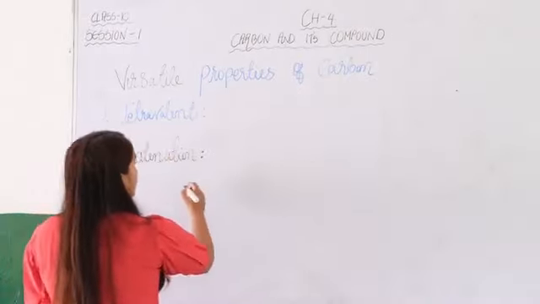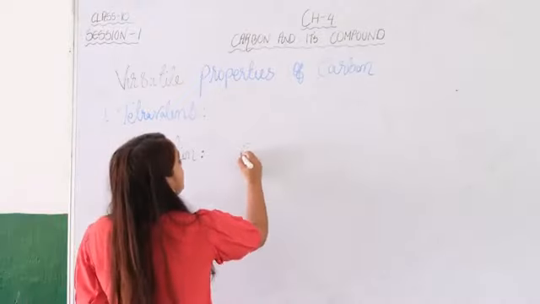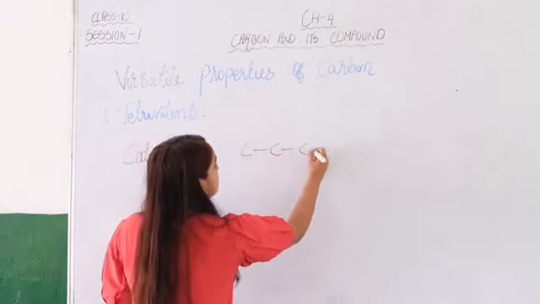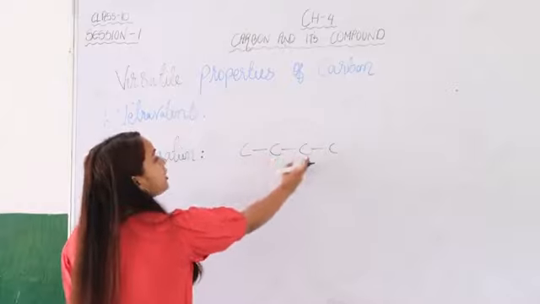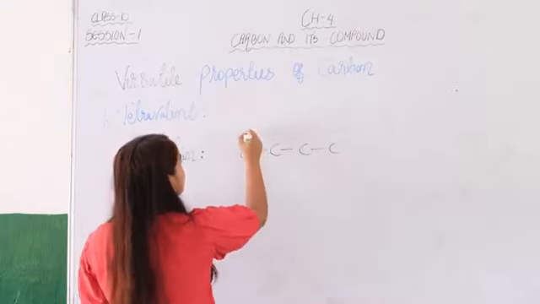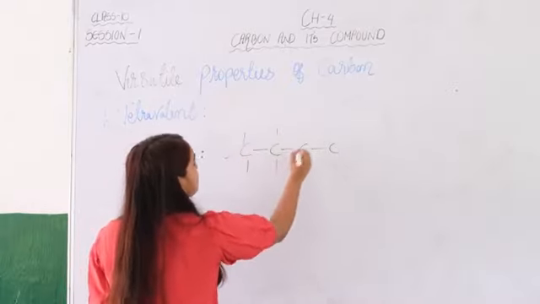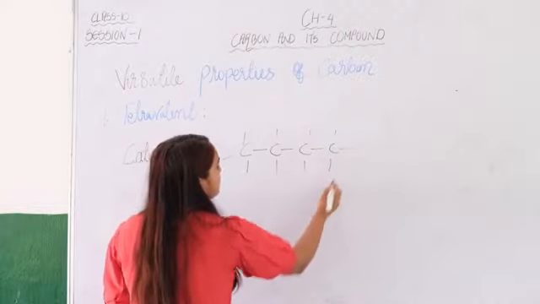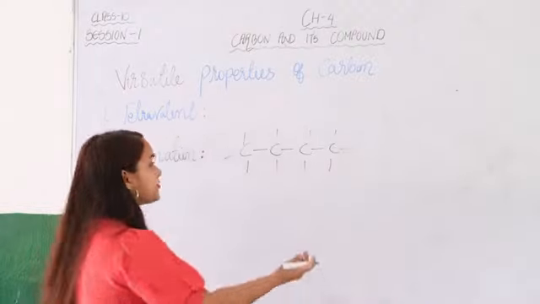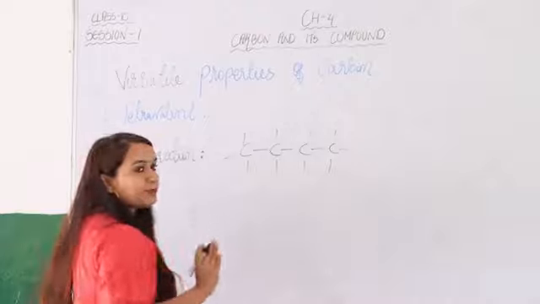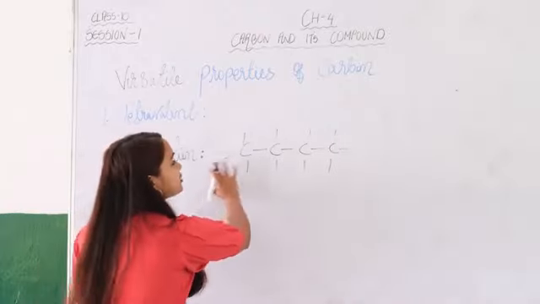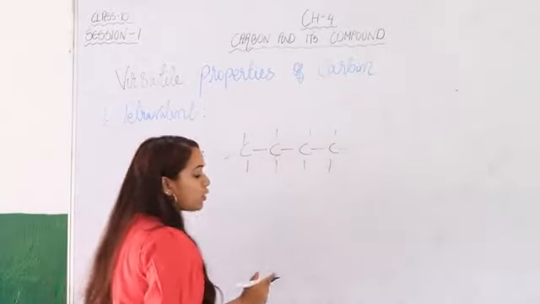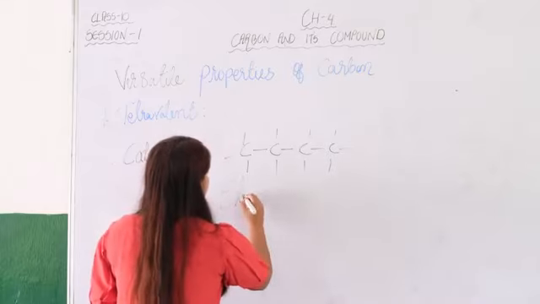Now let us see a straight chain of carbon. We are just taking 4 carbons, it may be any number. Now we are maintaining the tetravalency. I have already explained how to maintain the tetravalency. I'm sure it should not be a problem by now. So this is a straight chain of carbon.